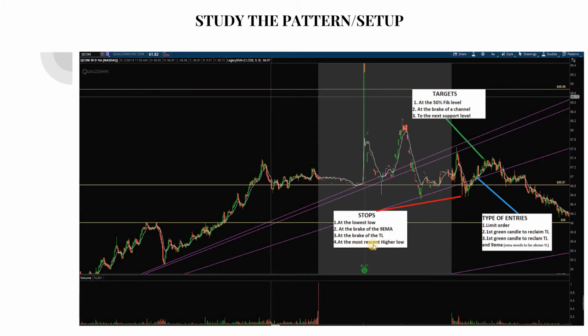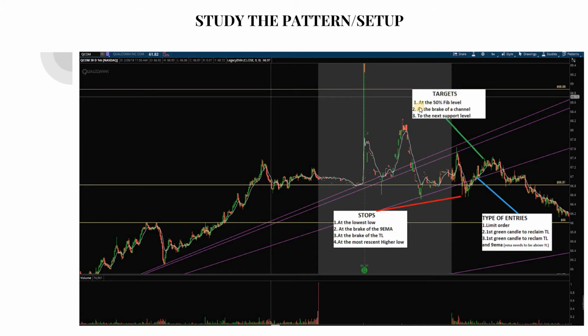And then at the most recent higher low, right? So it goes down, goes up. As soon as it makes a higher low, your stop will be right below, right? For example, here, if it breaks this bottom candle, then you're out. So those are the four criteria or examples that I want to backtest for my stops.